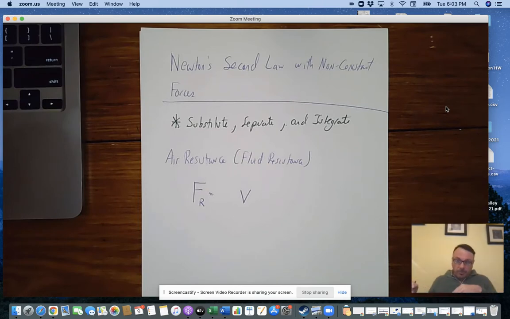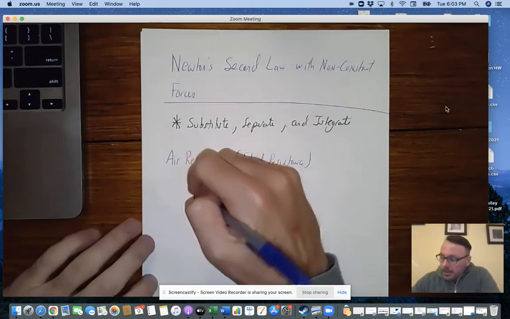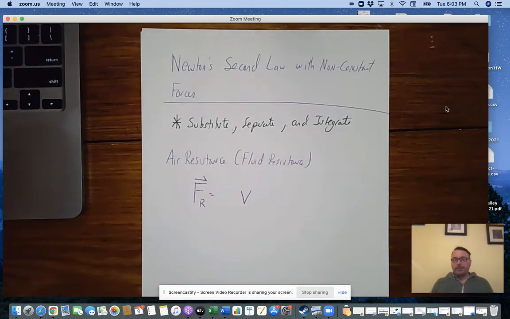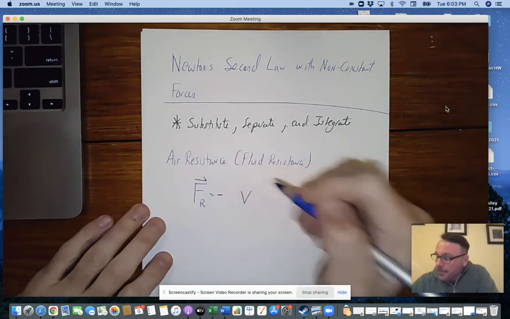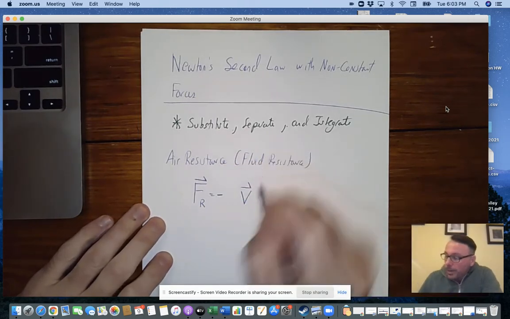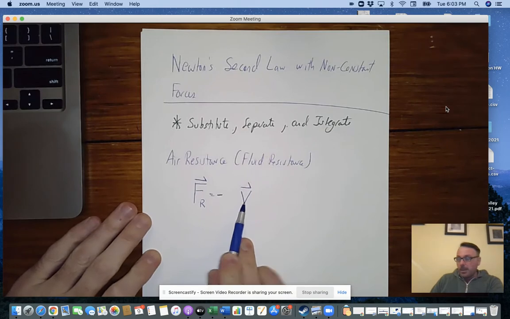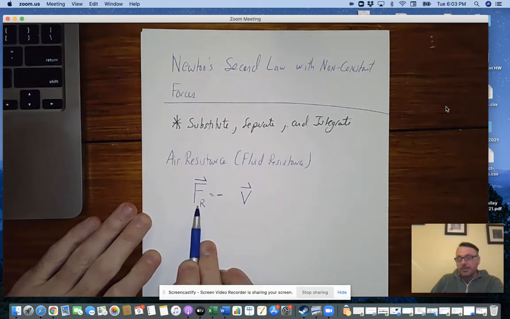Now, also most importantly here, remember, this is a vector, right? The fluid resistance force is always going to act in the opposite direction as the relative velocity of that object through that fluid because of that Newton's third law analysis. So I'm going to put in here a negative sign, right? Because whatever the direction of the velocity, the fluid resistance force acts in the opposite direction.